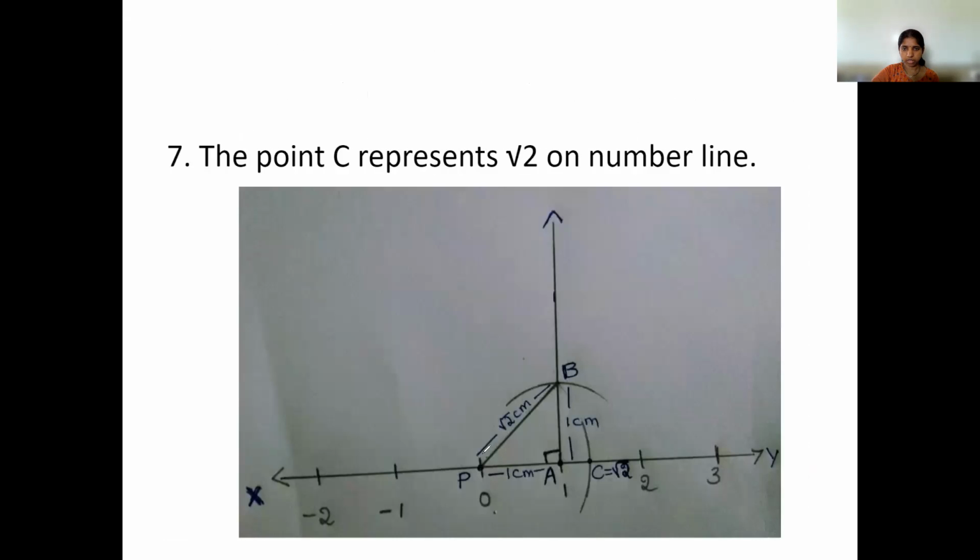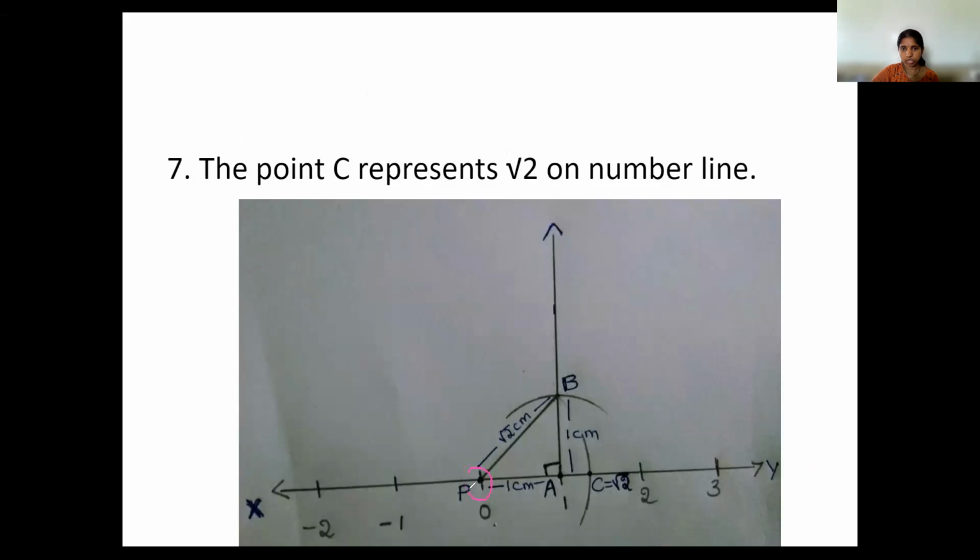Take this measurement in your compass, keep the pointer over P, and you will cut this number line. Keeping the pointer on the right hand side, you will cut the number line. Where it cuts the number line, that point we will mark as C. So that is your root 2.